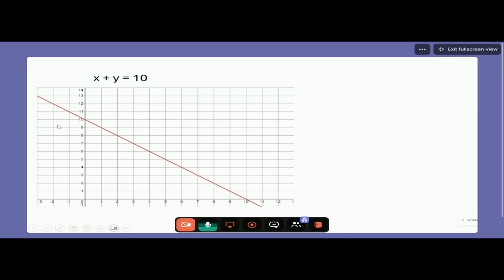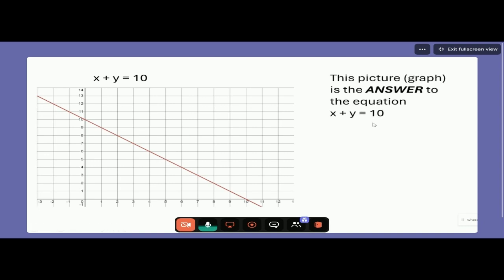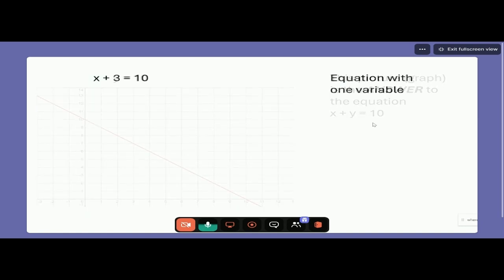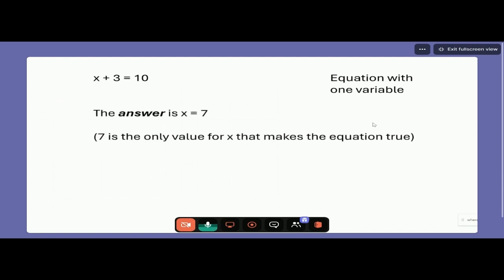How is it the answer? This line shows every single xy pair that will make that true. We could keep this line going forever down there and forever up there. It would show every single pair that makes the equation true. So just to reiterate, if we go back, there's an equation with one variable, x plus 3 equals 10. It has one answer, x equals 7, the only value in the universe that will make that equation true.